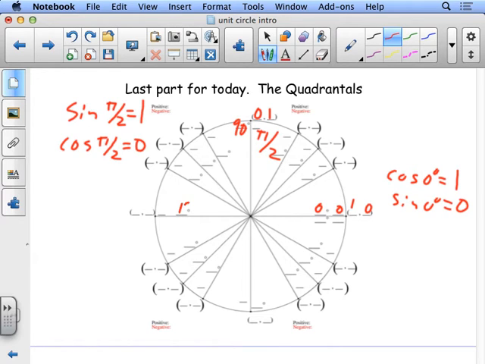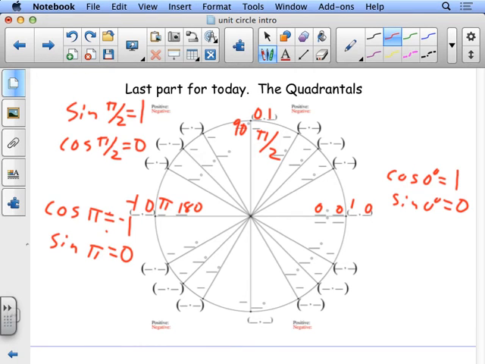I go 180 degrees or pi, I'm going to get negative 1, 0. So if you actually plugged in your calculator, you go cosine of pi over 2. Sorry, let me correct that. I do cosine of pi. Remember, this is your x value. I'm going to get negative 1. I do sine of pi. I'm going to get back to 0.